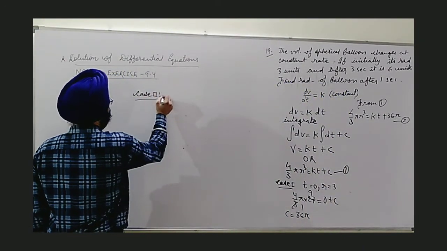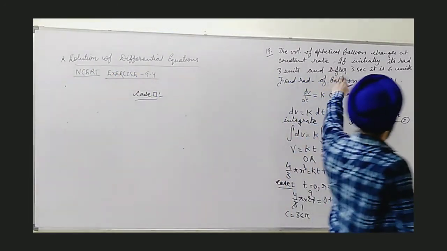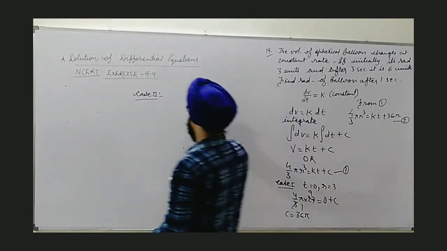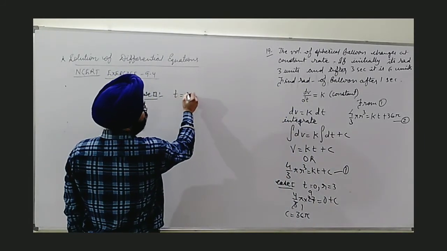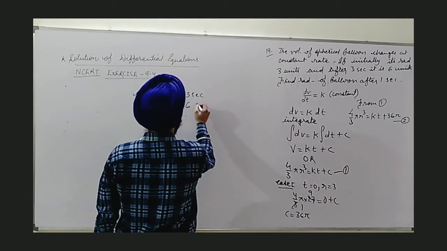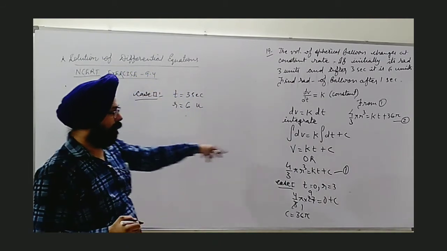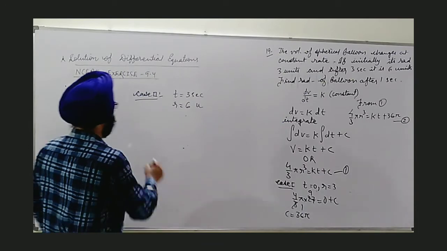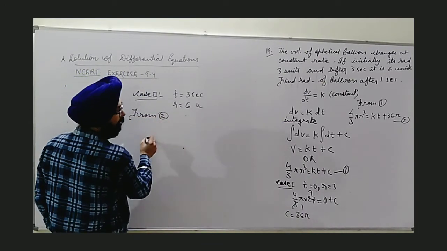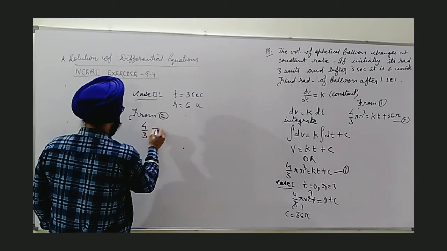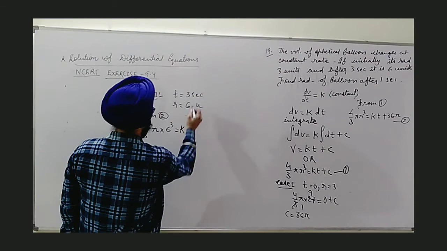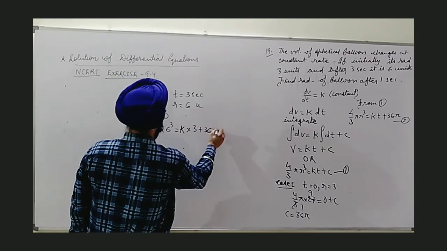Case number 2, what it says: after 3 seconds it becomes 6 units. We are talking about radius. When t is 3 seconds, radius becomes 6 units. These values we will substitute in equation number 2. So from 2 we get 4 by 3 pi 6 cube equal to k into 3 plus 36 pi.